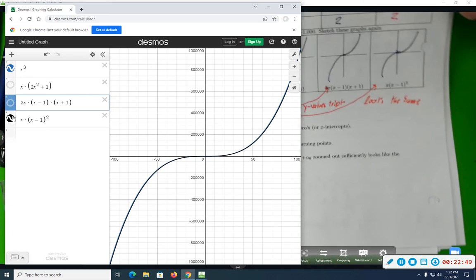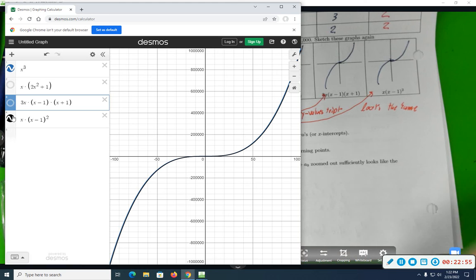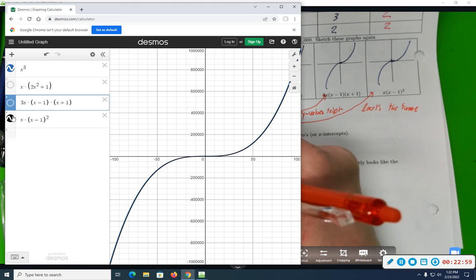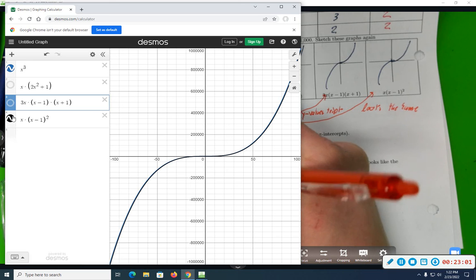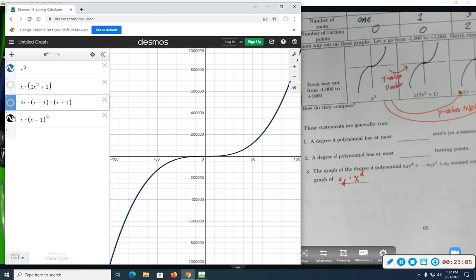The graph of a degree d polynomial, zoomed out sufficiently far, looks like the graph of that constant multiple times x to that power. Oh, of course you can. All I did was write down the biggest term. The biggest term controls the asymptotic behavior of a polynomial.